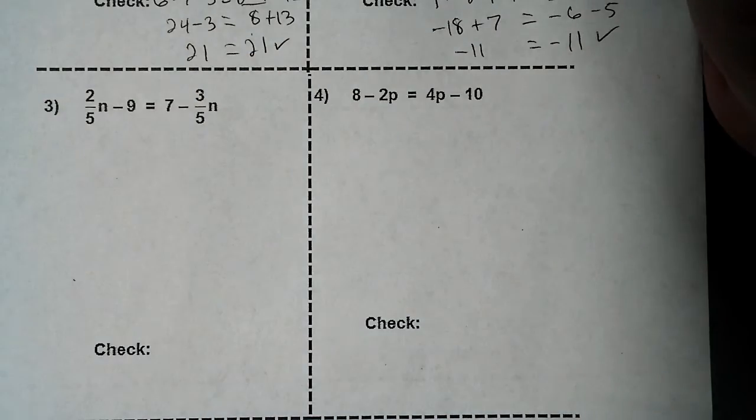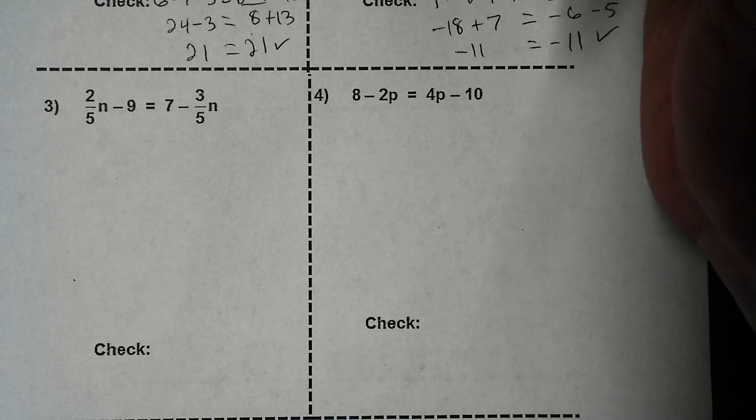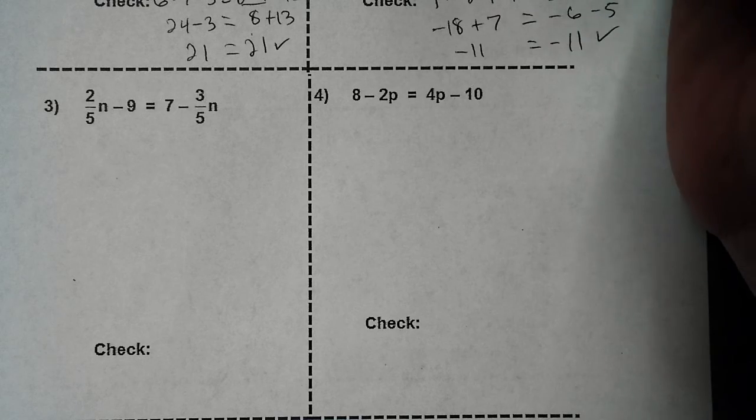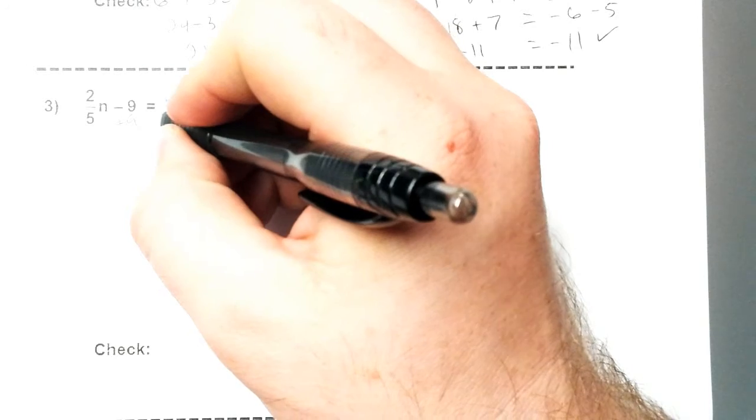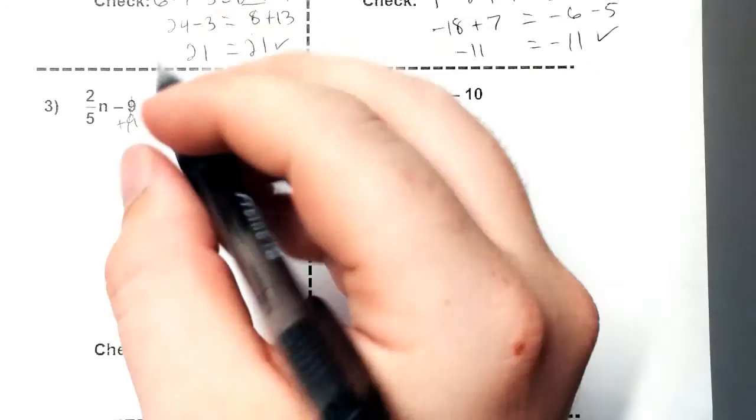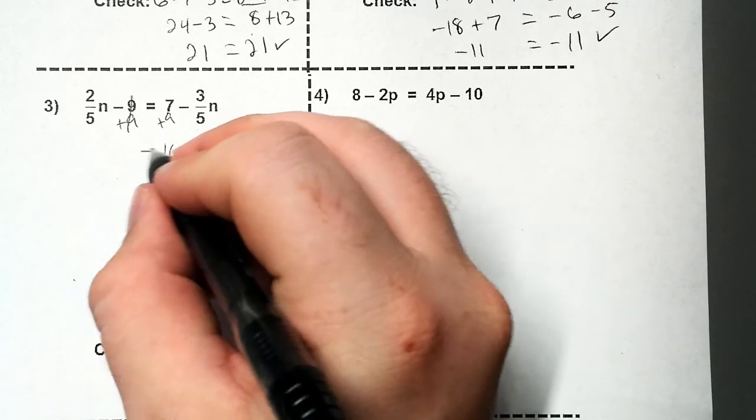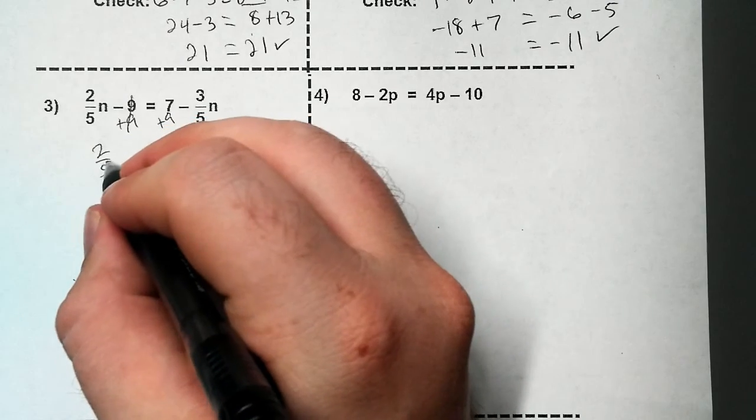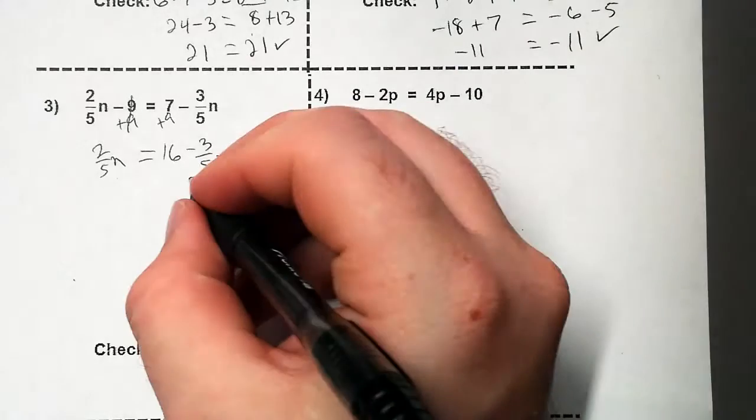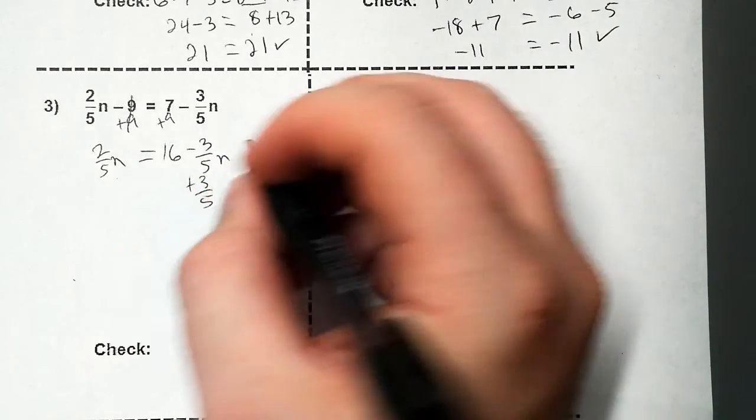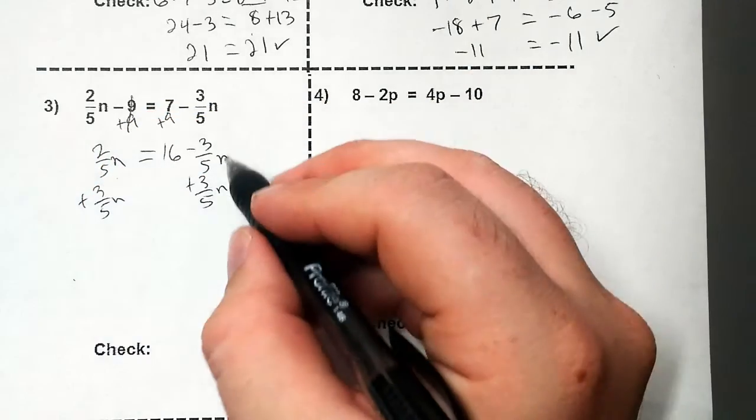Look on this side. Nope, that is a regular number that has an n. So we now move our numbers to one side. Since I prefer to have my numbers on the right side and my letters on the left, that's what I'm going to do. I'm going to add 9 to move it over here. 7 plus 9 is 16. And then I need to move my variable to the other side. So I'm going to add 3/5 n in. They cancel right here.